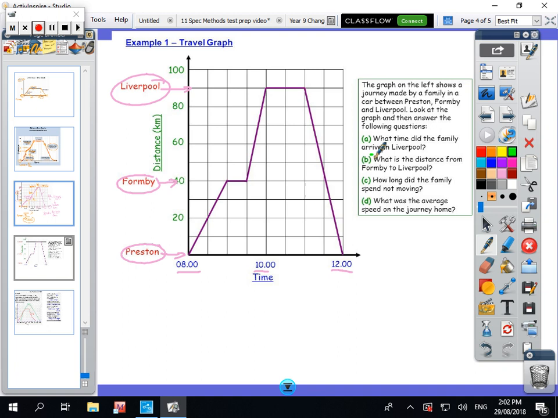Okay, what time did the family arrive in Liverpool? So Liverpool is up there. So A, the answer is 10 o'clock. B, what is the distance from Formby to Liverpool? Formby to Liverpool, 40 to 90, so the distance is 50 kilometres.